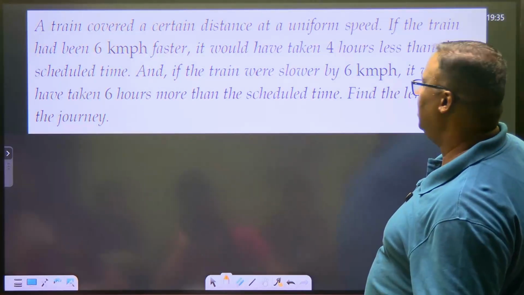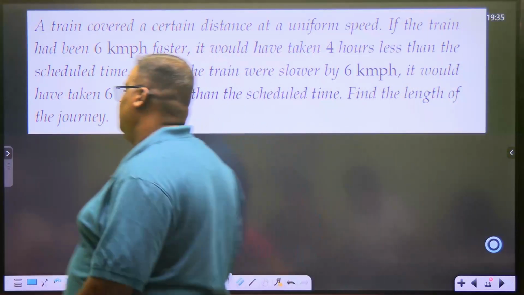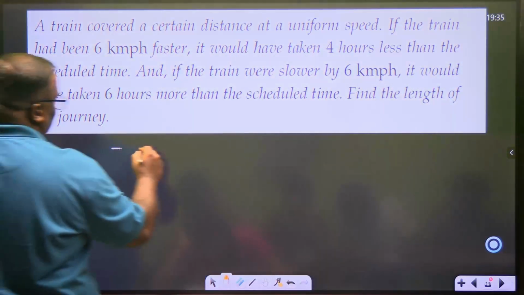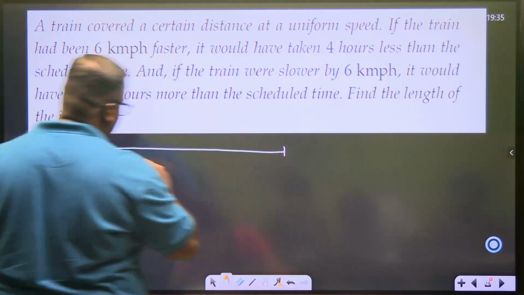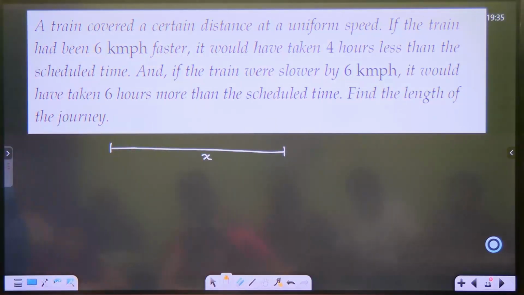Finally, what do you have to find out? Find the length of the journey. I don't know what is the length of the journey. Let the length of the journey be x kilometers. A train covers a certain distance at a uniform speed. Okay. And let the speed of the train be y kilometer per hour. And the distance is this. Agreed?